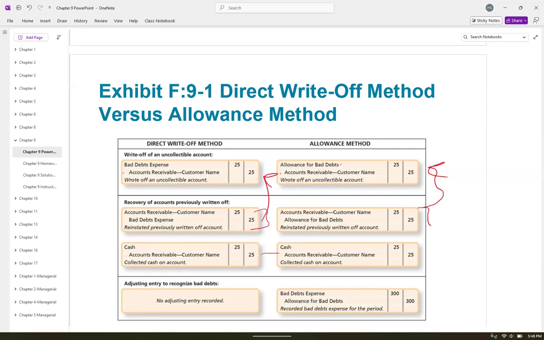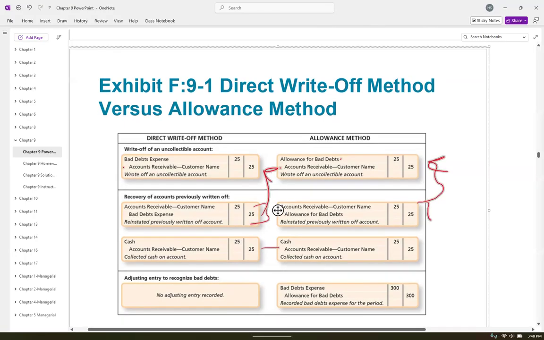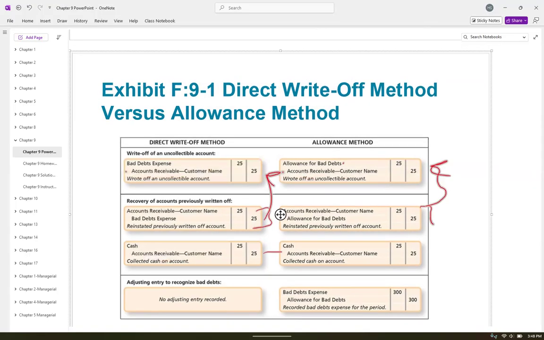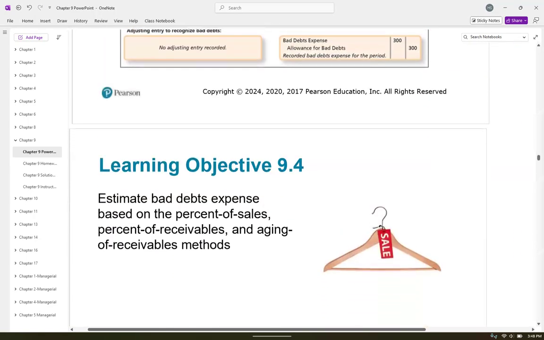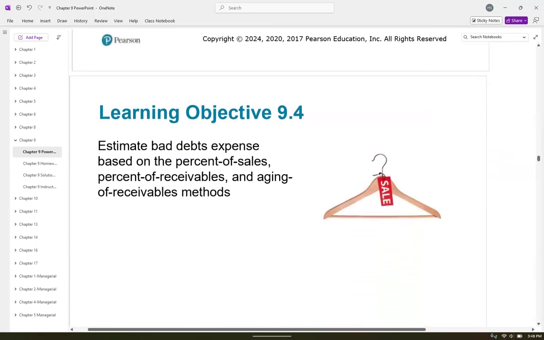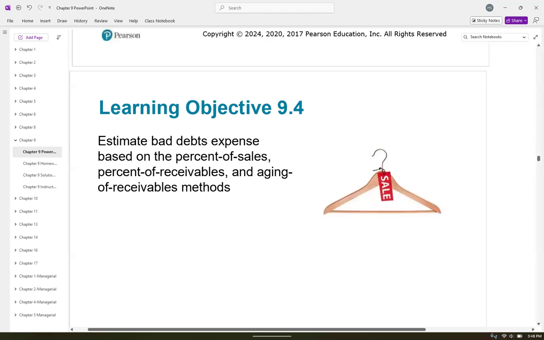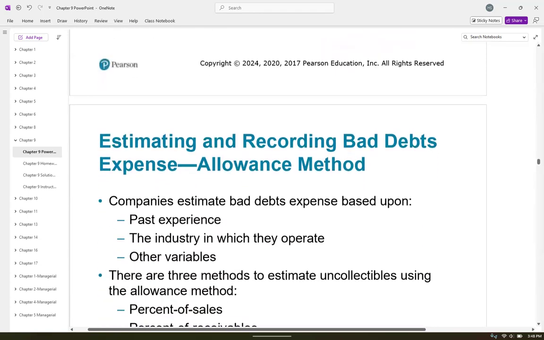There is no adjusting entry when it comes to the direct write-off method because we're not looking at an estimate or anything like that. There is an estimate, there is an adjustment when it comes to the allowance method because we are continually doing this over and over at the end of each year. We're going to do objective 9.4 as well as 9.3 in this video.